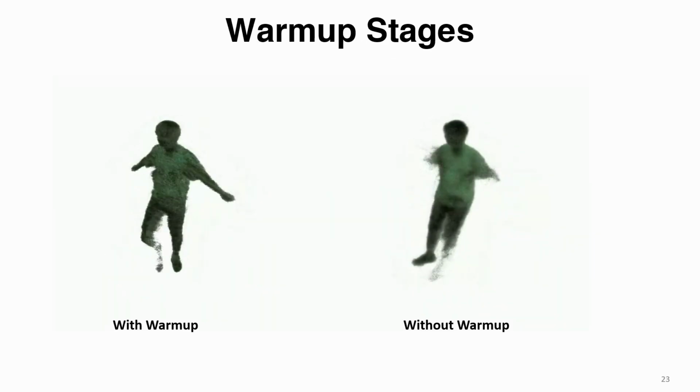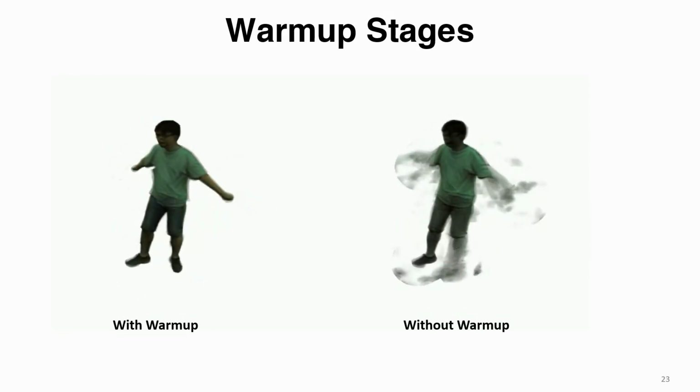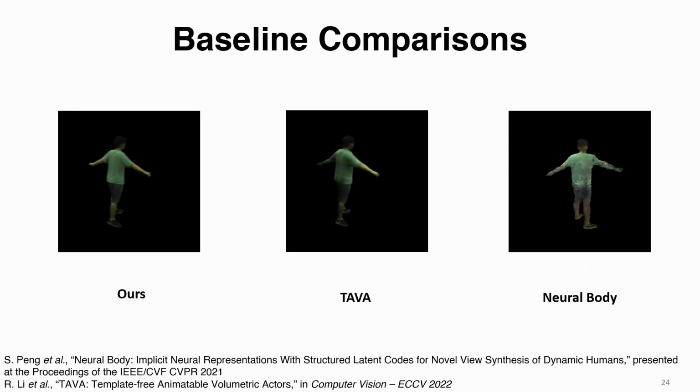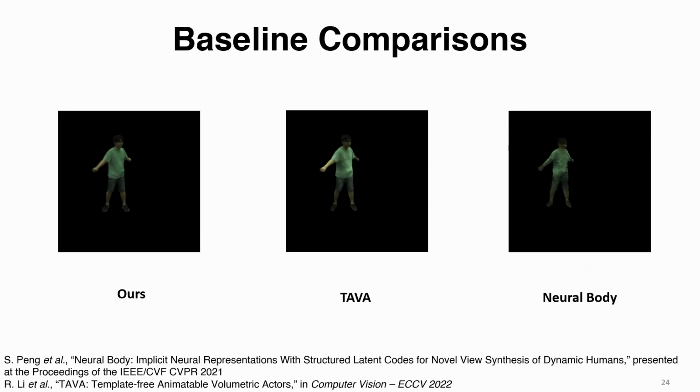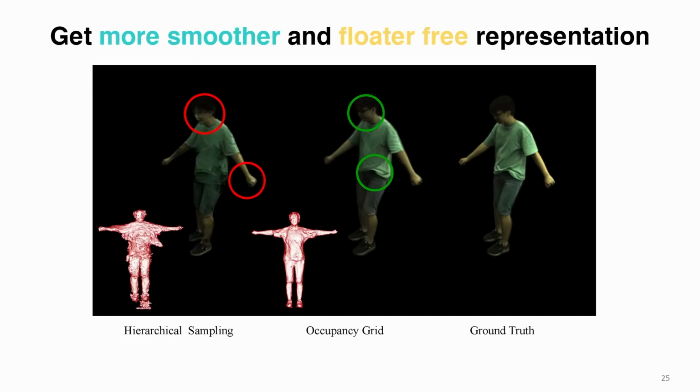We now show the ablation results on the warm-up stage as seen here. We observe that the body parts with large deformation suffer convergence issues under the canonical correspondence model. We also present a qualitative baseline comparison in the novel view setting with TAVA and Neural Body. Our framework results in smoother and floater-free rendering because of both the one-to-one mapping and the implicit surface representation.